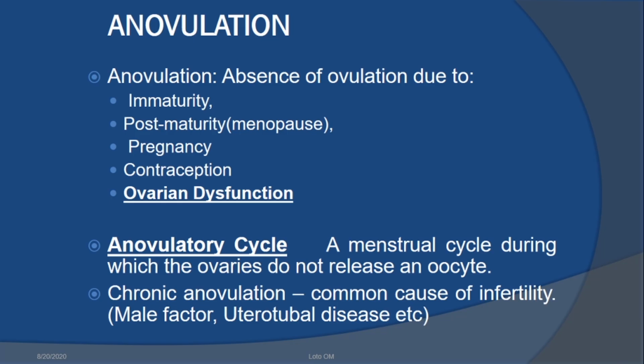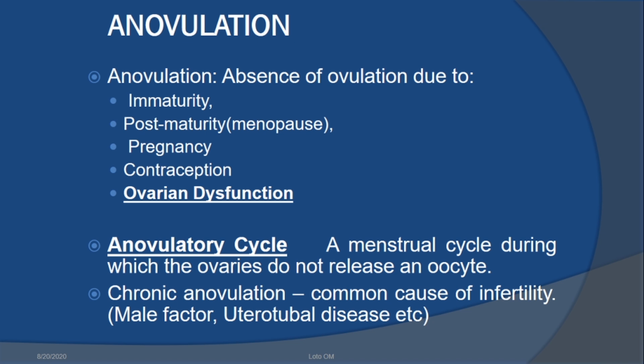Anovulation is the absence of ovulation, and this can be due to, one, immaturity, for example, in a woman that has not achieved menarche. Post-maturity, in a woman that has achieved menopause, that is, she has stopped menstruating. Pregnancy, which is physiological. When a woman is pregnant, she will not ovulate. Then contraception, that is when you artificially suppress ovulation with the aim of preventing pregnancy. And then when you have ovarian dysfunction, like in polycystic ovary syndrome, you can also have anovulation.